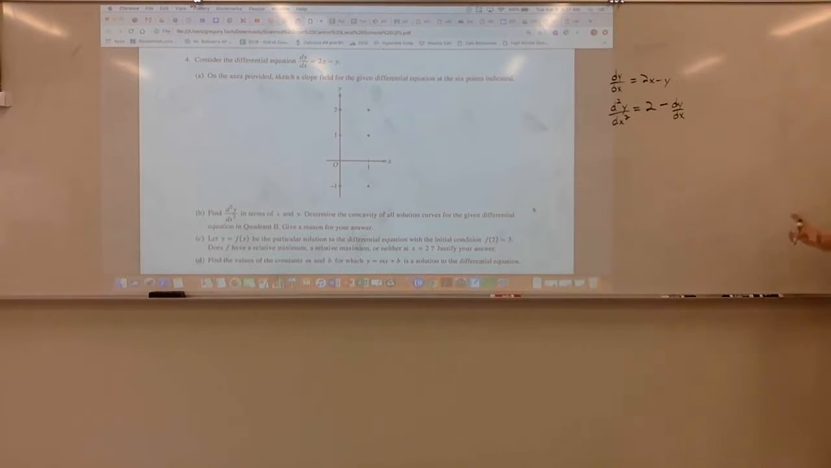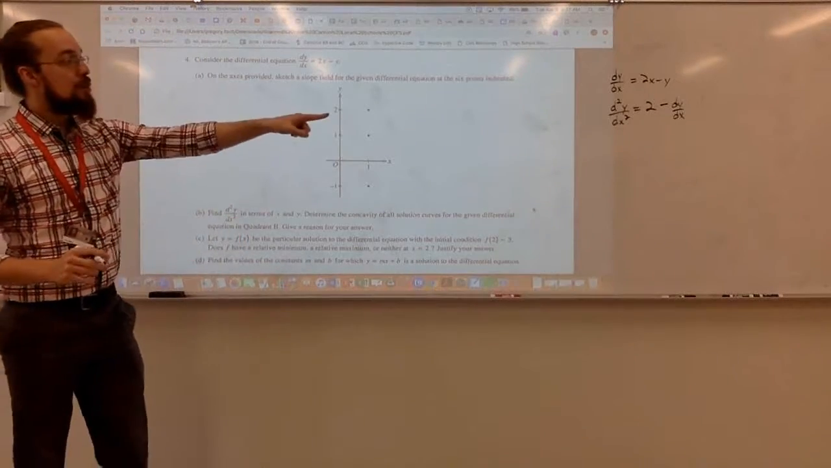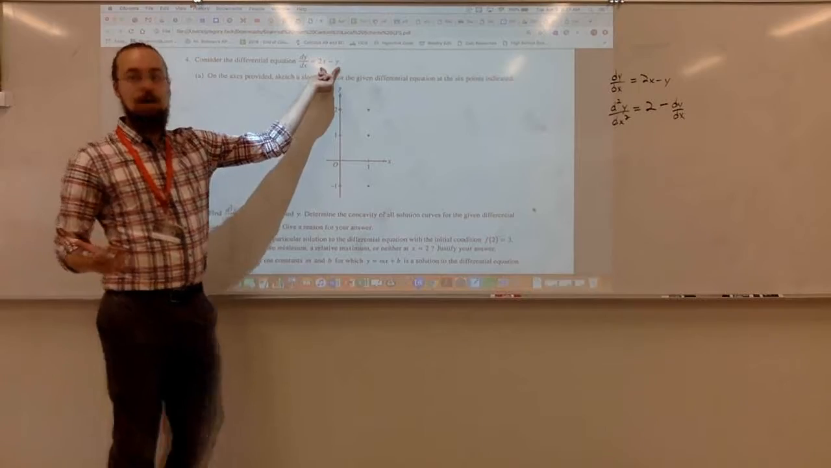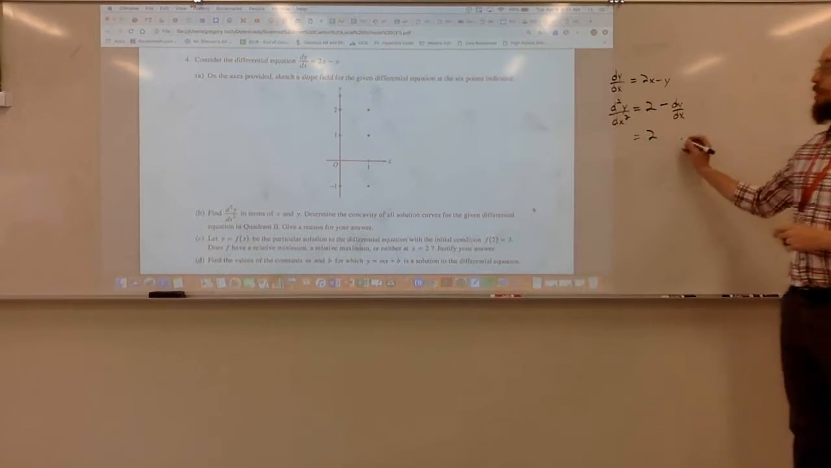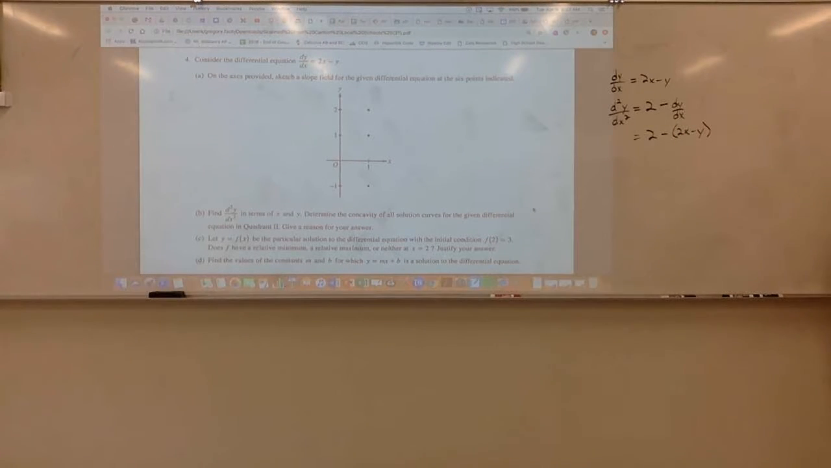Right? So now it says, write this just in terms of x and y. So I know that dy/dx is equal to 2x minus y. So I can replace the dy/dx here with 2x minus y. So there's my second derivative, just in terms of x and y. Then the second part is determine the concavity of all solution curves for the given differential equation.